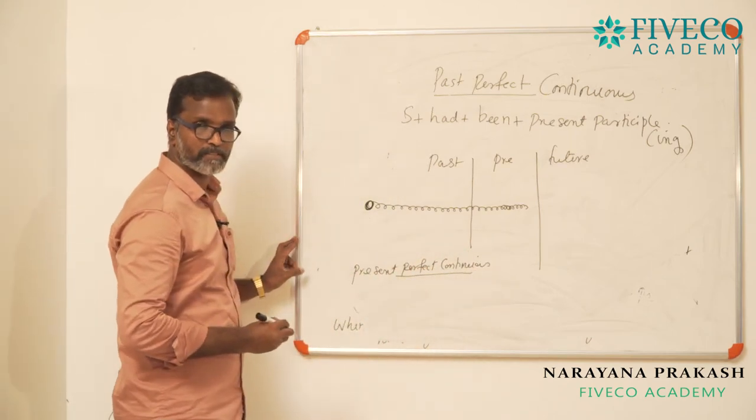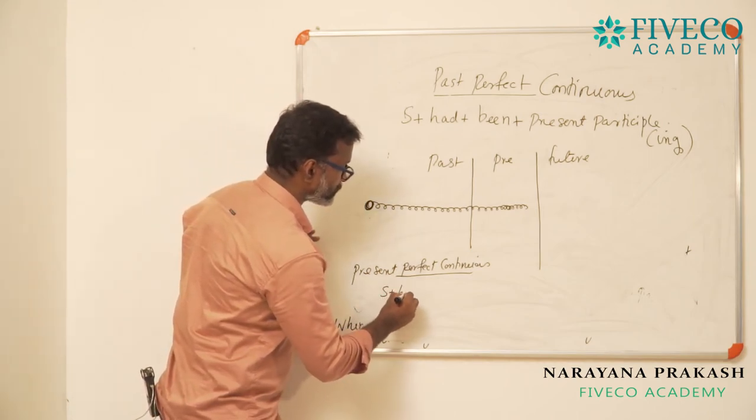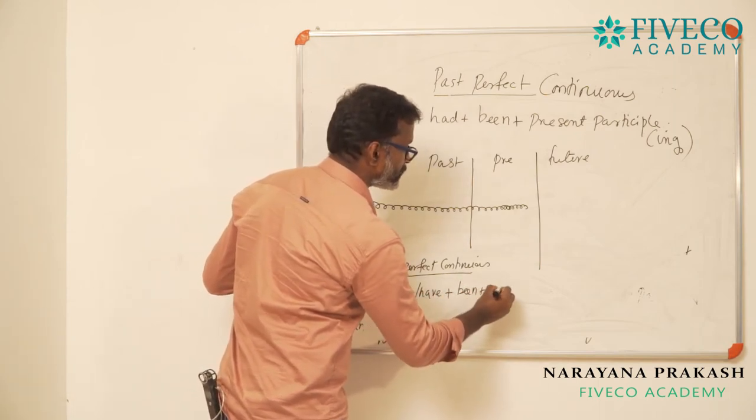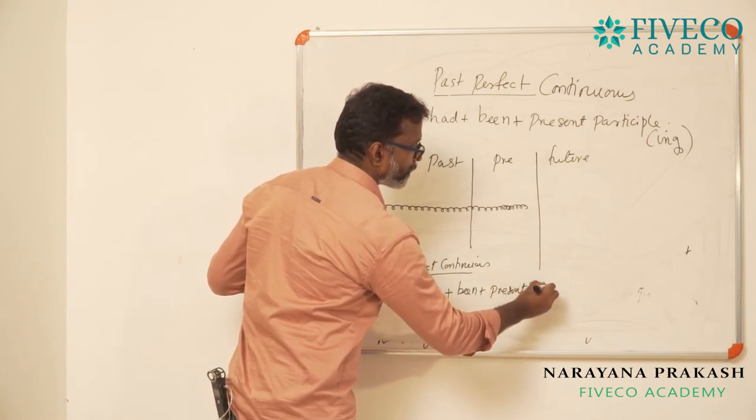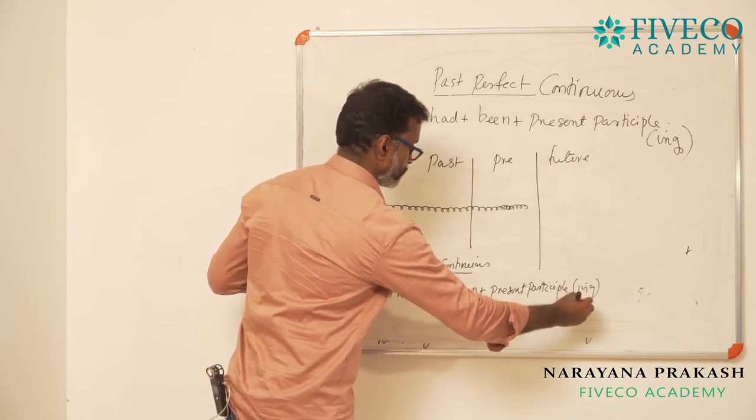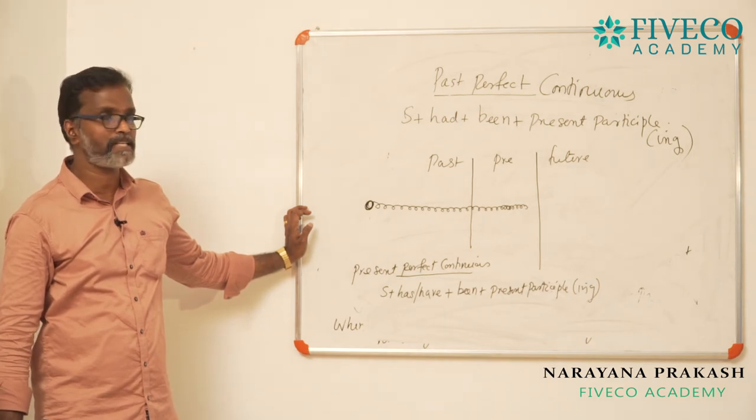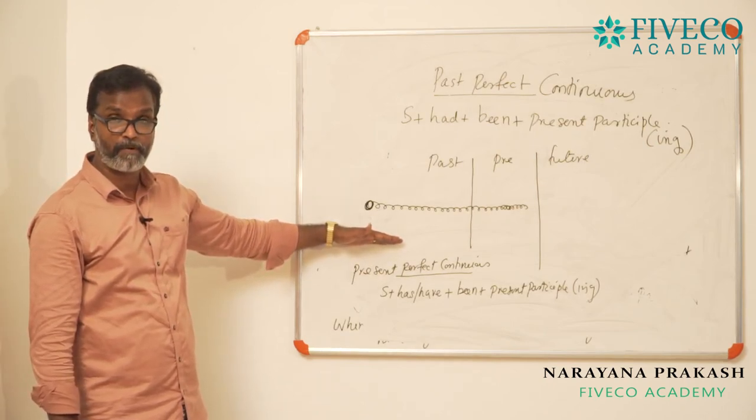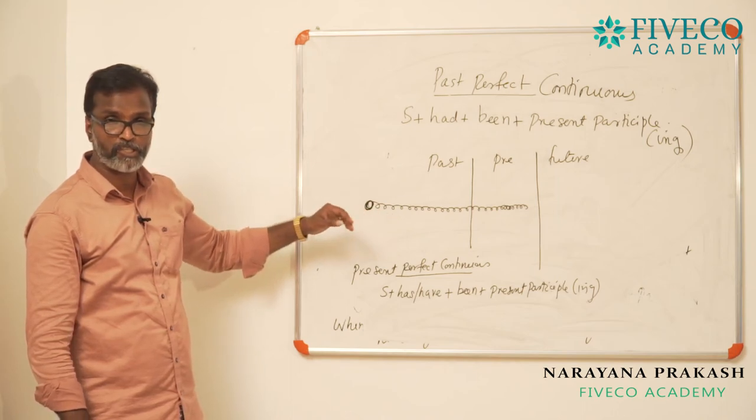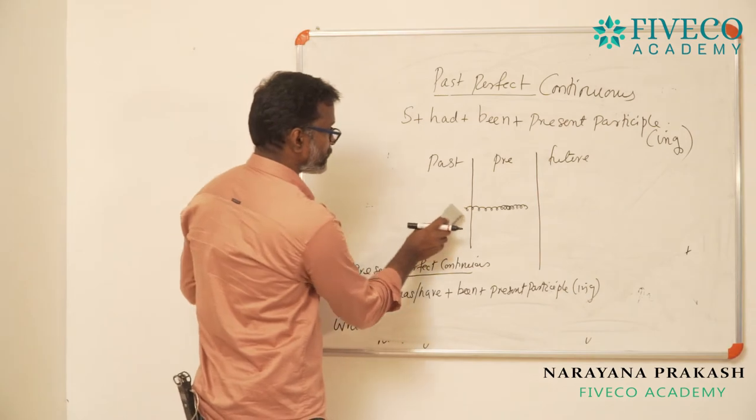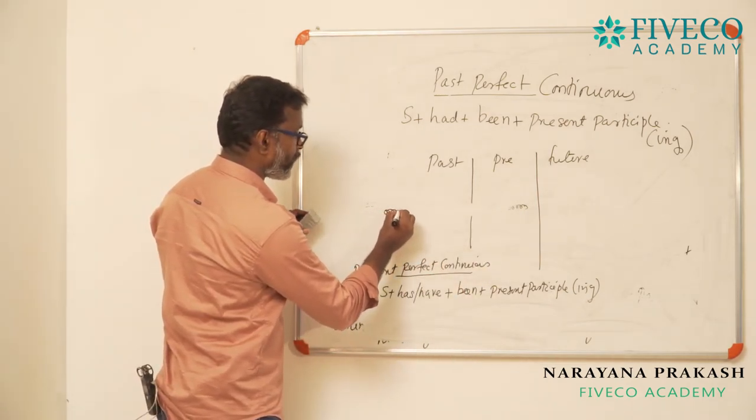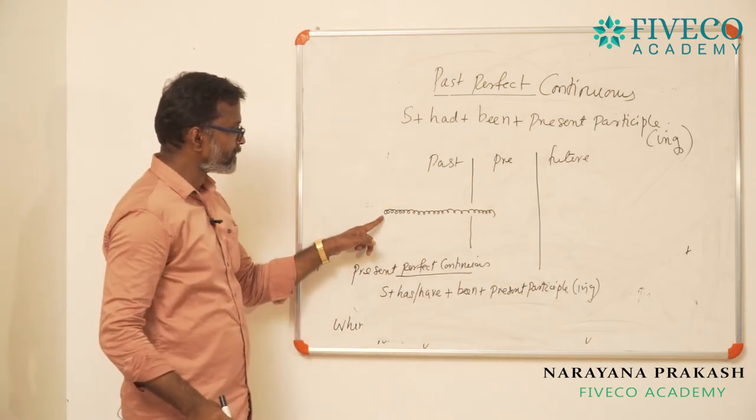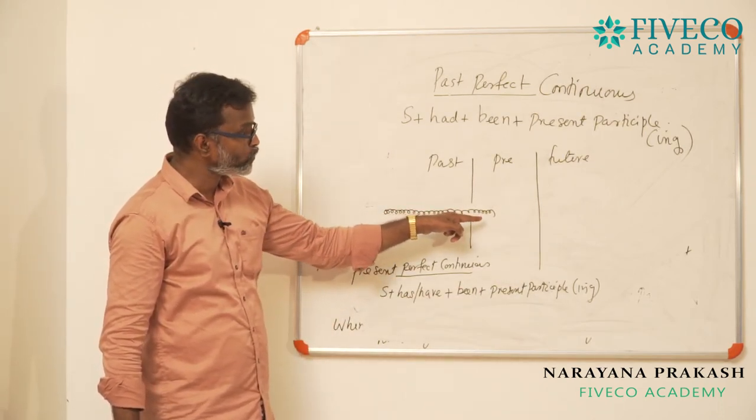What is present perfect continuous? It has a structure subject plus has or have plus been plus present participle, the same one, that is ing. Listen, I'm speaking about present perfect continuous. Present perfect continuous means an action which starts at one point of the past and continues through the present.